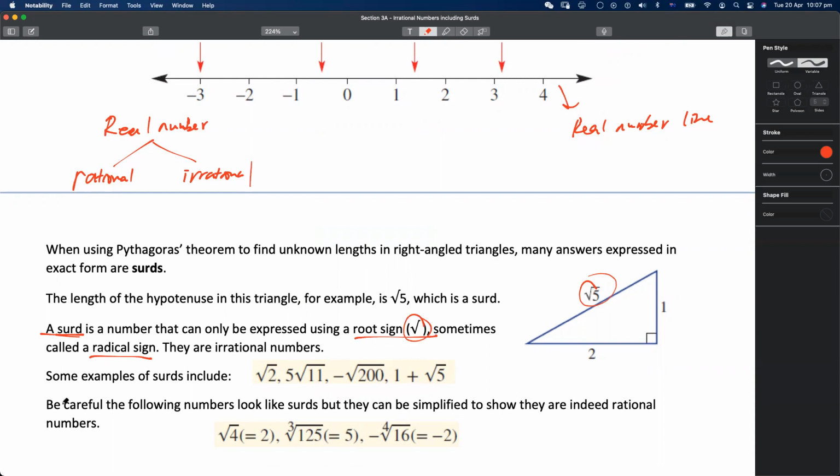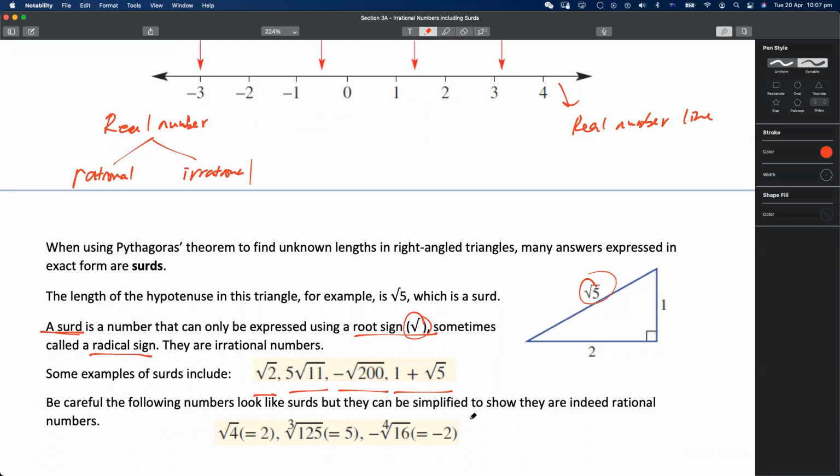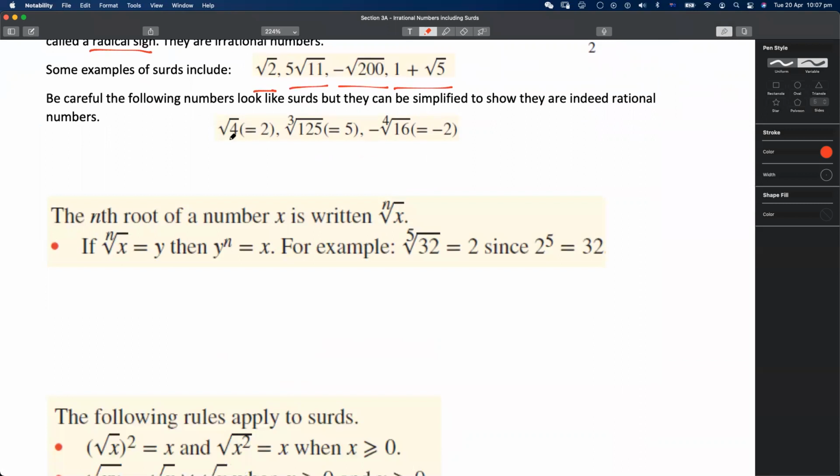They are irrational numbers. Some examples of surds include √2, 5√11, -√200, 1 plus √5. They can't be simplified any more; they have to have a root sign in them. Be careful, the following numbers look like surds, but they can be simplified to show they are indeed rational numbers. So √4 is actually 2. Cube root of 125 is 5. And the 4th root of 16.